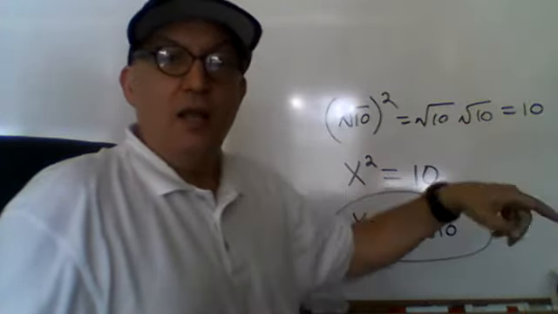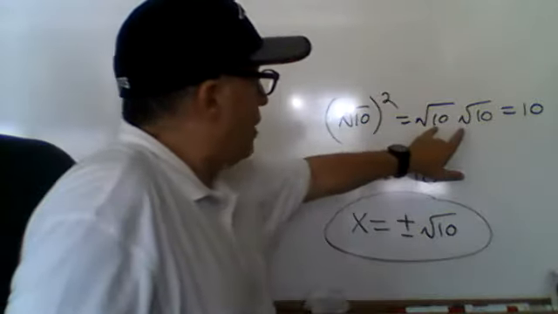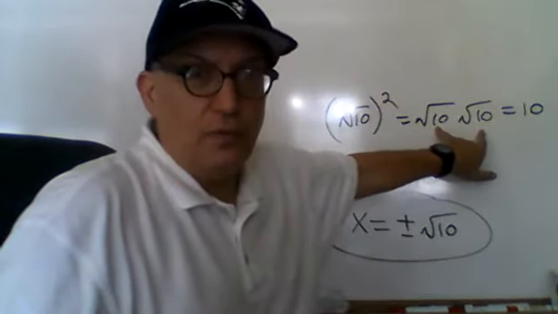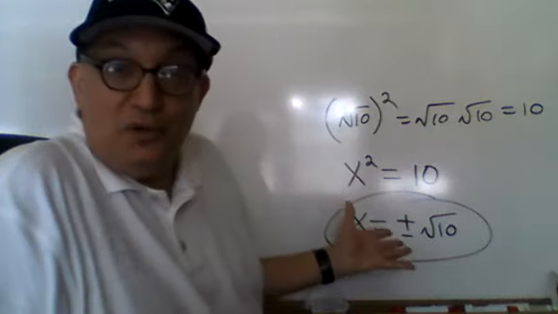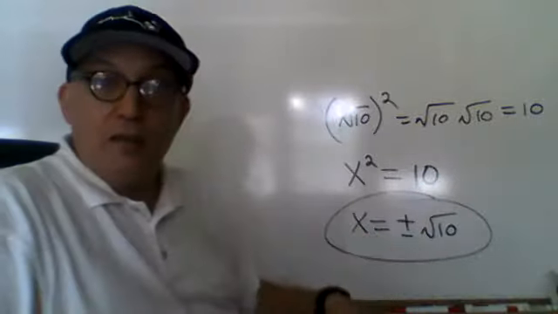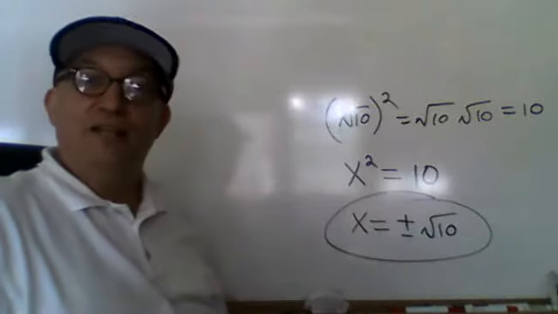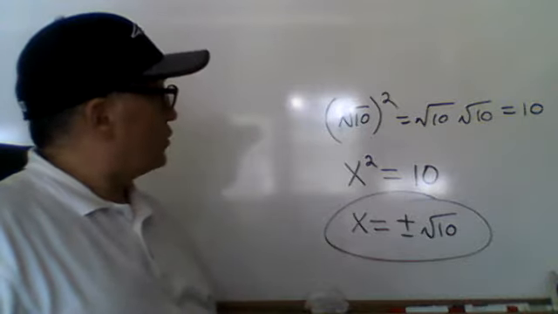Let me say that again. The square root of 10 is the number which, when you multiply it by itself, you get 10. So that's why it's the solution to x. When you square the square root of 10, you get 10, because that's what the square root of 10 does. That's what it is. Okay. Now there's another solution.